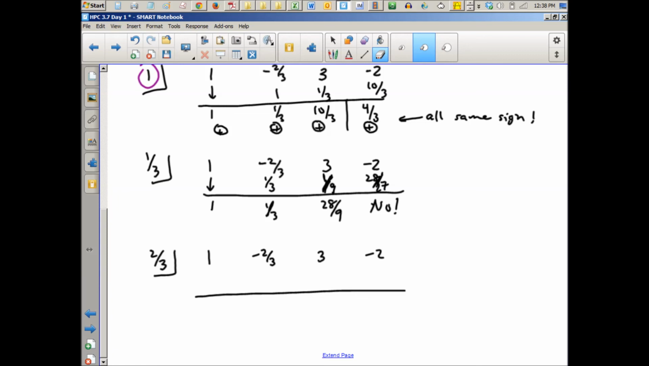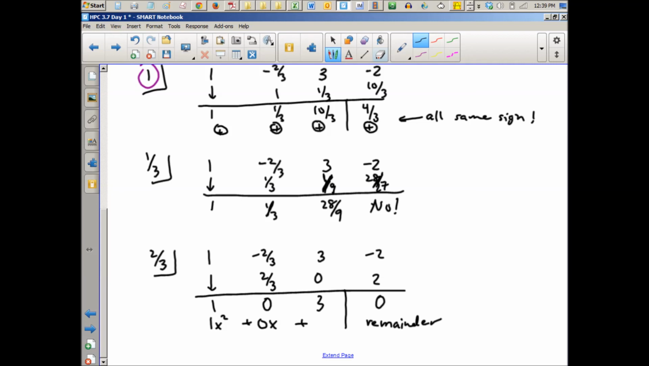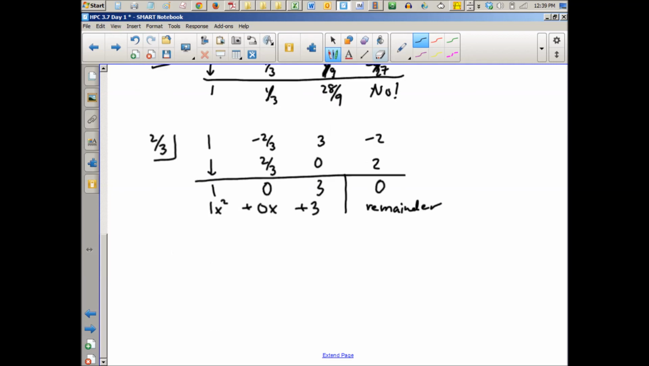Okay, so let's go to synthetic division. Multiplying, we get 2/3, and adding, we get 0. That's always interesting. Multiplying by what's in the box, we get 0, and adding, we get 3. Multiplying by what's in the box, we get 2, and this comes out to 0. So this is my remainder. This is my quotient over here. This means 1x squared plus 0x plus 3. In other words, x squared plus 3.